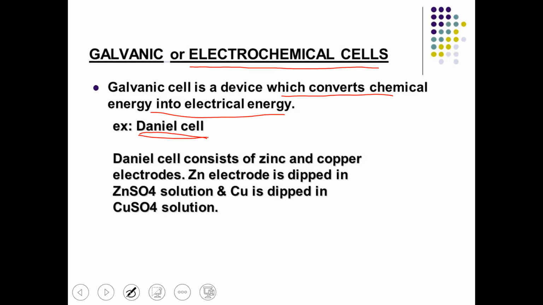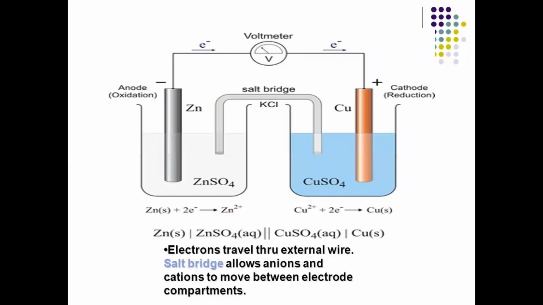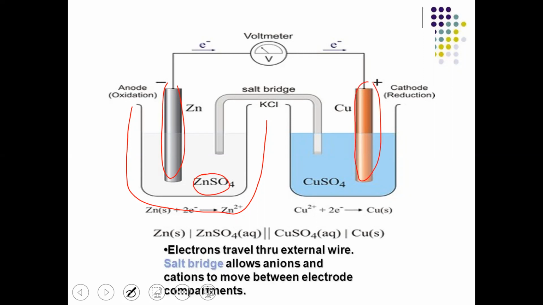Now let's see the construction of the Daniell cell. The Daniell cell consists of two electrodes, zinc and copper. The zinc electrode is dipped in zinc sulfate solution and the copper electrode is dipped in copper sulfate solution. See this, this is the structure of the Daniell cell. Here the first half cell has the zinc electrode in zinc sulfate solution, and the second half cell has the copper electrode dipped in copper sulfate solution. These two electrodes are connected with a wire including a voltmeter, and the two half cells are connected with a salt bridge.